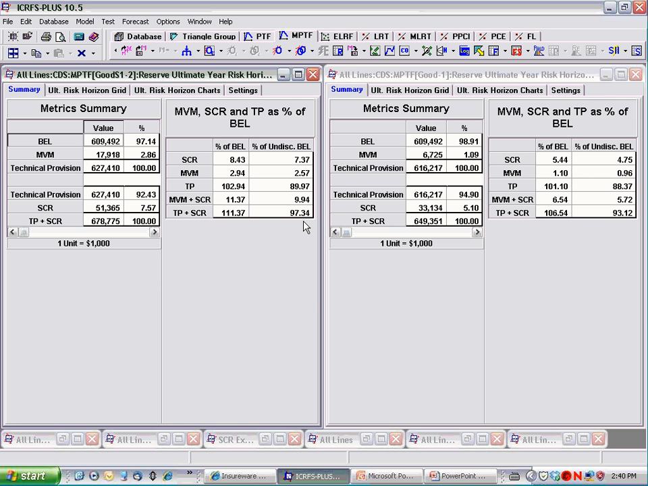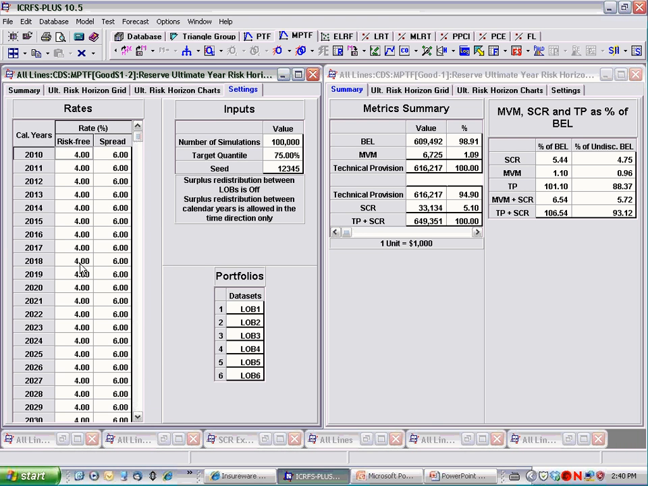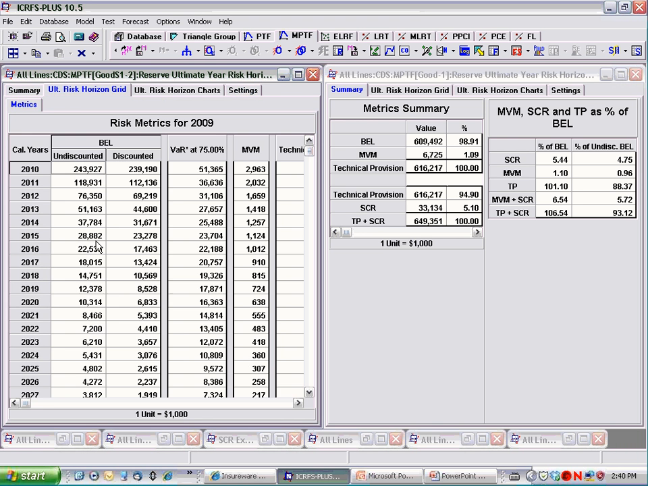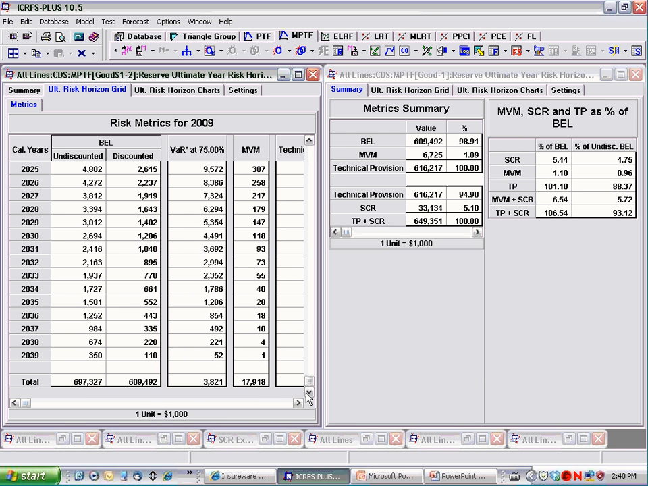So there must be, we're using a 4% risk-free rate of return. So if we look at the discounted versus undiscounted BEL, 609 million versus about 697 million. We've seen these numbers before. That difference of just under 90 million accounts for the market value margins and the SCR, even if you don't allow for fungibility.